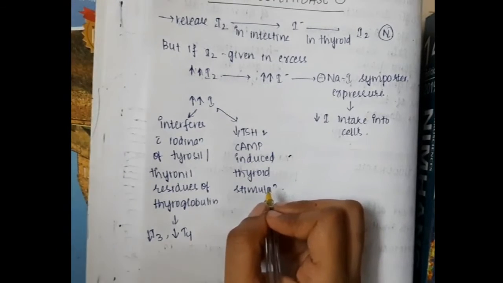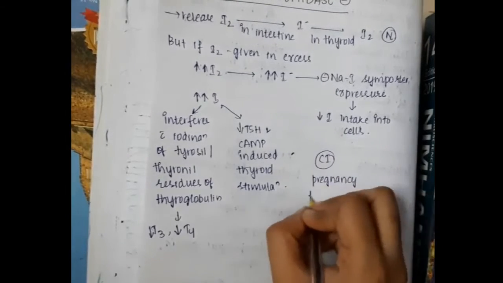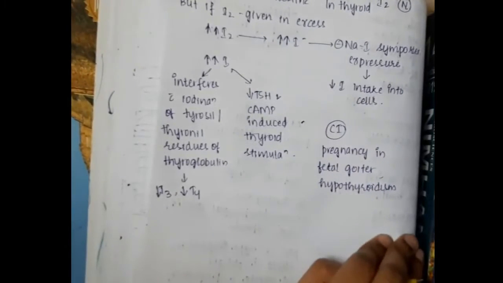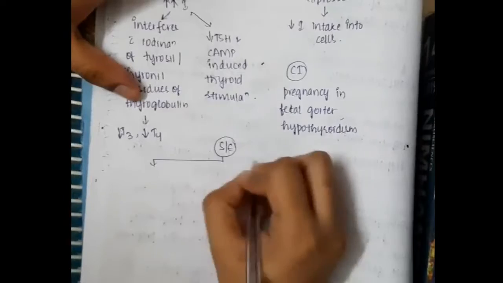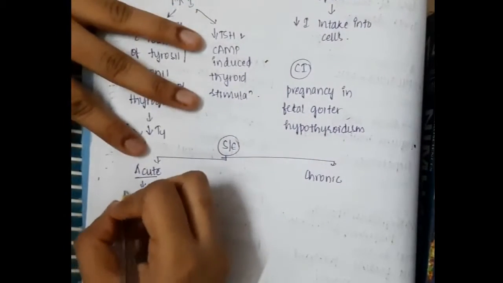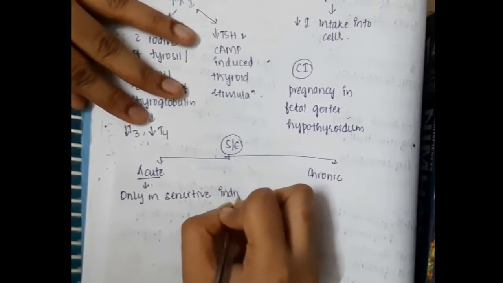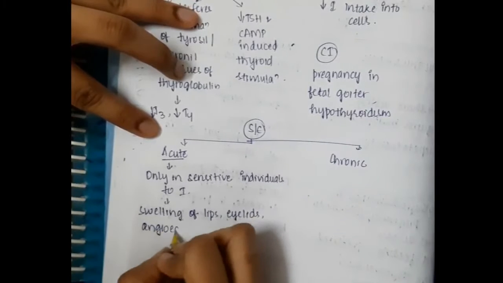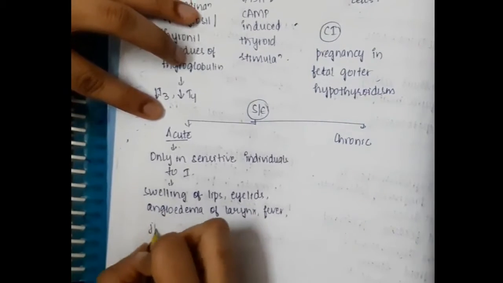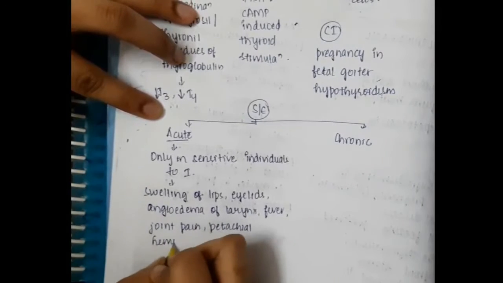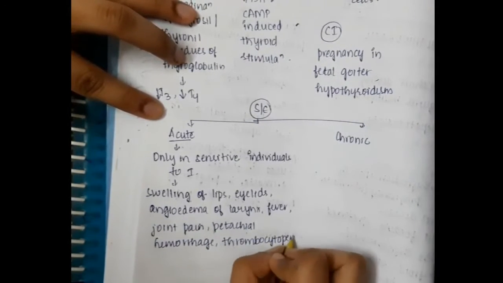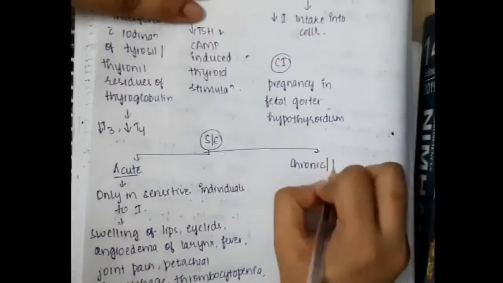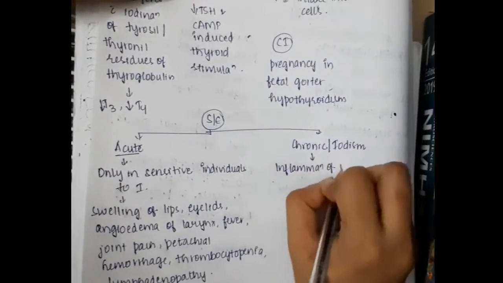If you see the contraindications, they are not used in pregnancy, in fetal goiter, and in hypothyroidism. We do not use these thiol endopeptidase inhibitors. The side effects include: acute side effects are only in individuals sensitized to iodine. These are hypersensitivity side effects like swelling of lips, eyelid, angioedema of larynx, fever, joint pains, petechial hemorrhages, thrombocytopenia, and lymphadenopathy. Then for chronic iodism, you will see inflammation of mucous membrane.